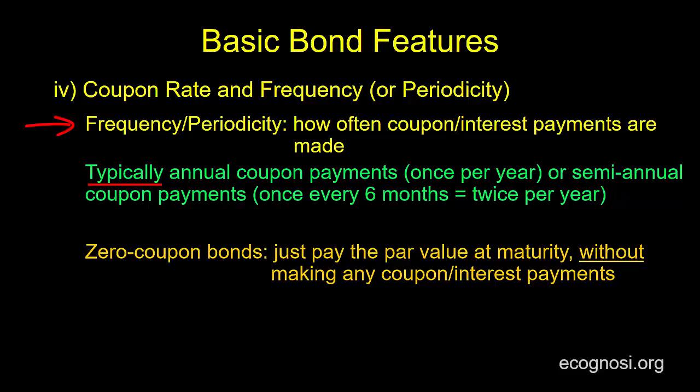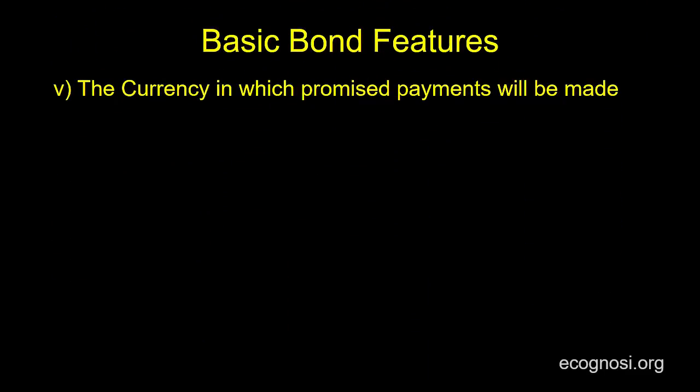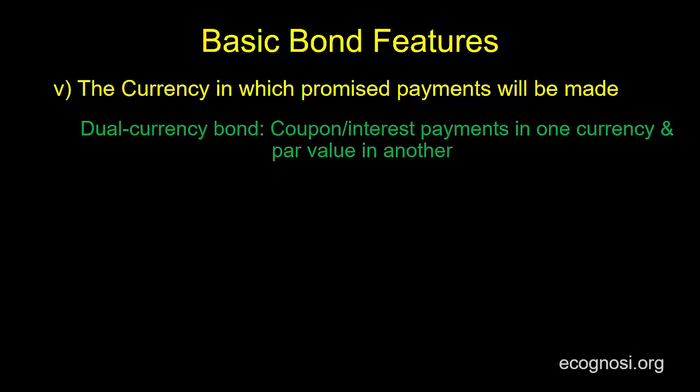Let's now move on to our last feature. The currency in which the bonds promise payments will be made. Are you as a bondholder gonna be paid in dollars, euros, yen, or any other currency? This feature specifies that. In bond markets, we also have what are called dual currency bonds that pay coupons in one currency and the par value in another. You can imagine, for example, a bond paying coupons in dollars and the par value in euros.